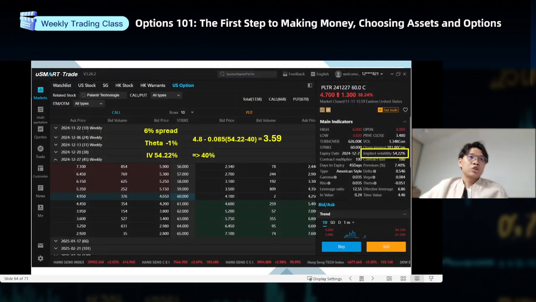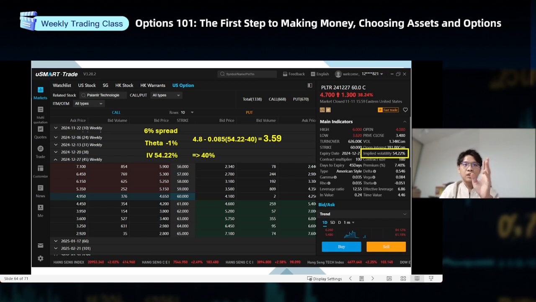Okay, so we need to do the math. In this case, the implied volatility is 54.22%, and the median rate for Palantir is actually an IV of 40%. So what we need to do, after we do the math, how do we calculate it?